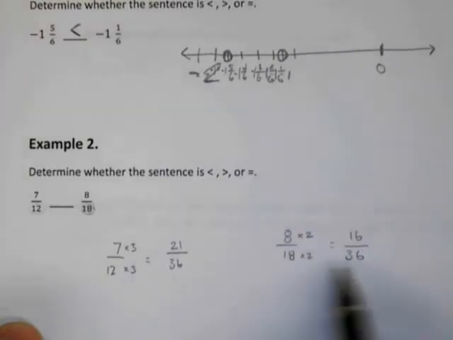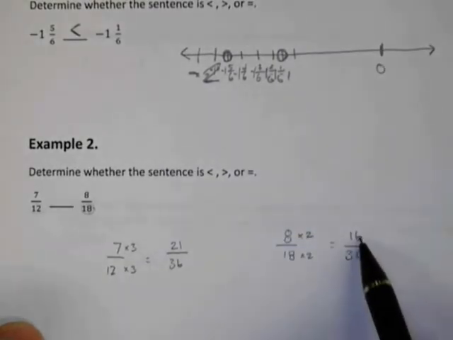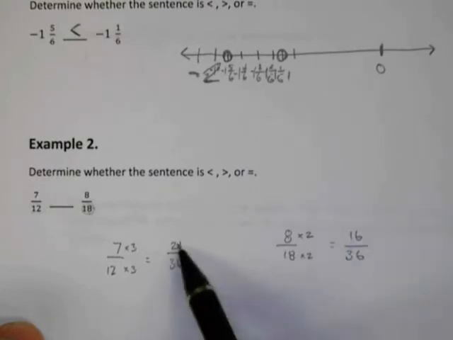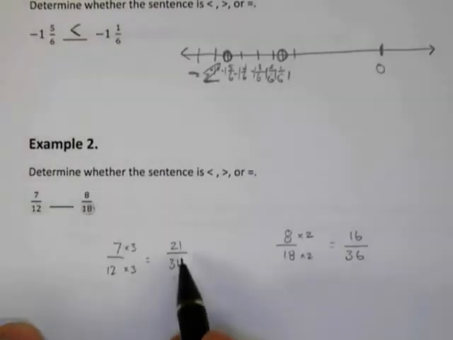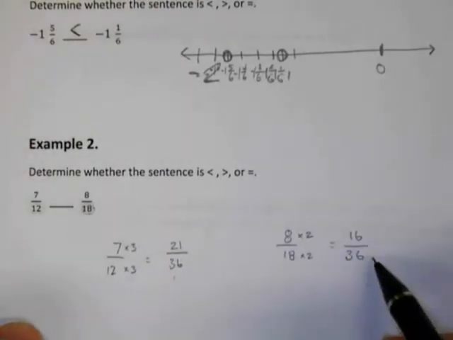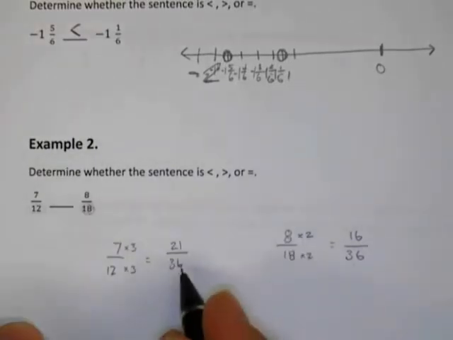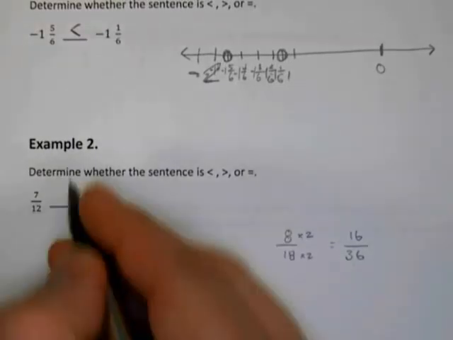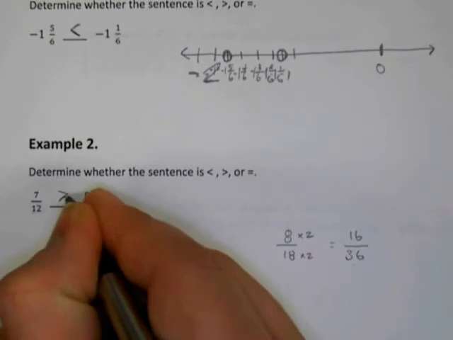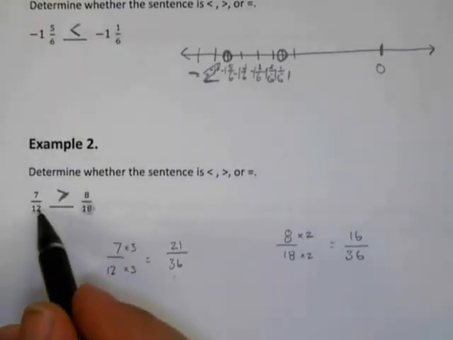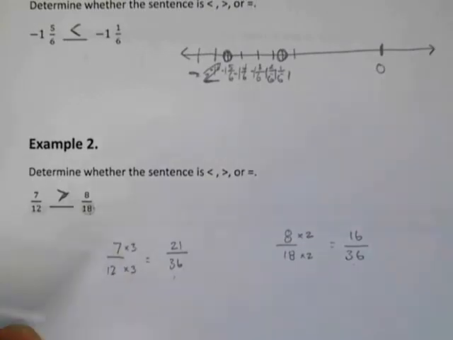All right, so which number is larger? 16 over 36 or 21 over 36? Well, 21 is larger. That's going to be closer to bringing this fraction to be equal to 1, right? And this is further away. So we know that 21/36 is going to be larger, and because that's the 7/12ths, we have to put the jaws over that way. We know that 7/12ths is larger than 8/18ths.